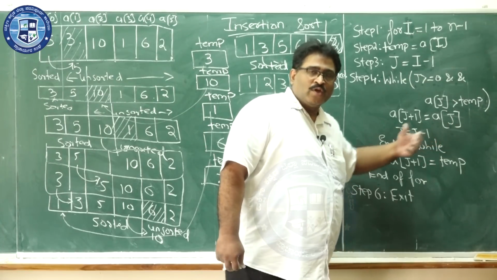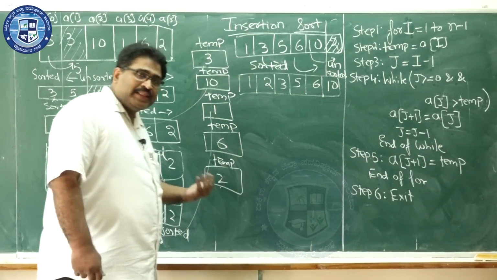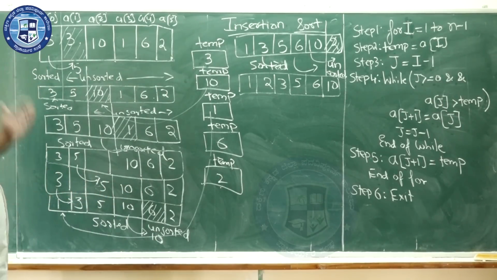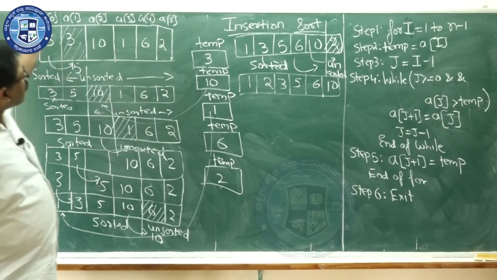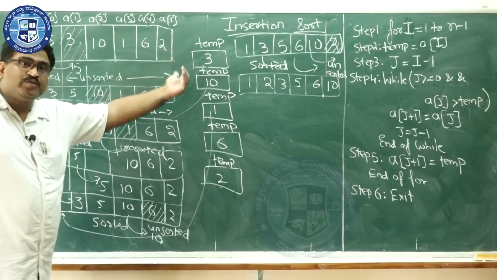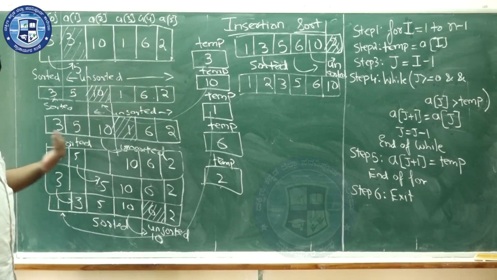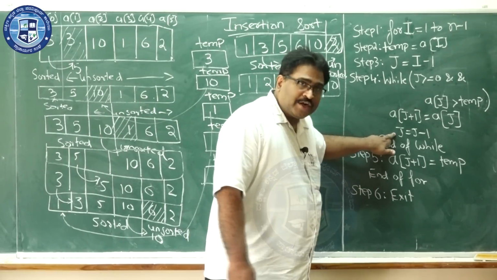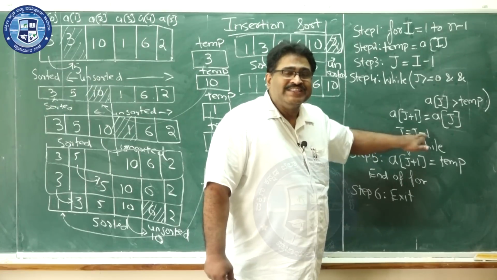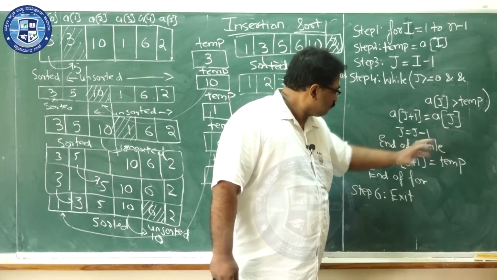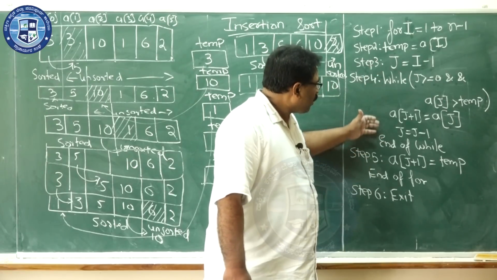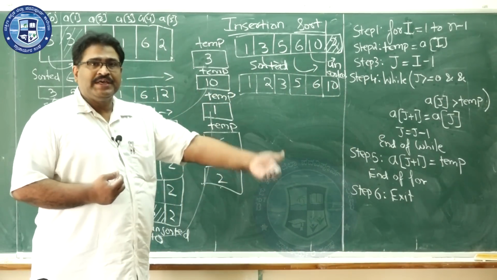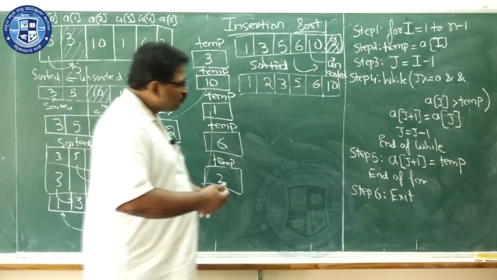Once I have shifted, then what should I do? I should still come down, because I is moving from 1 to 5 and J is moving in the reverse direction. So the value of J has to be reduced. So J is equal to J minus 1. That ends your while loop, because this is what you are doing in the while loop. You are shifting it towards the right side by one position.